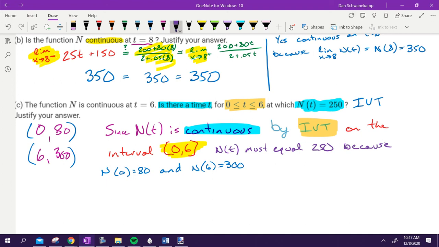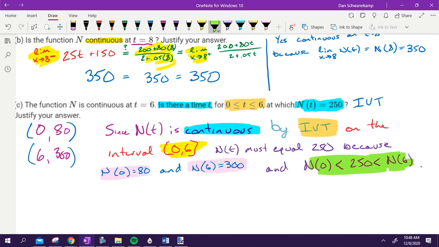That it's in between. Because those are my endpoints, n of 0 is less than 250 is less than n of 6. That 250 falls in between. You got to say it's continuous. You got to say IVT. You got to say the interval. You've got to say the endpoints. And then you've got to say that the value that I'm looking for is between those 2 endpoints.